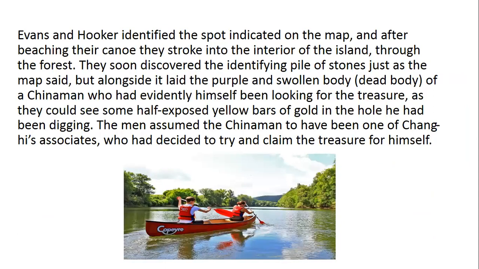Evans and Hooker identified the spot indicated on the map, and after beaching their canoe, they struck into the interior of the island through the forest. They soon discovered the identifying piles of stone there, just as the map said, but alongside it lay a purple and swollen body.